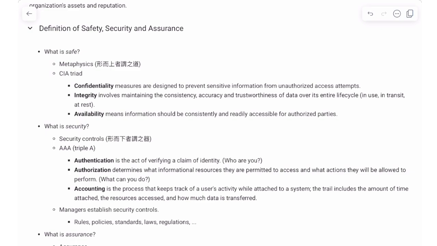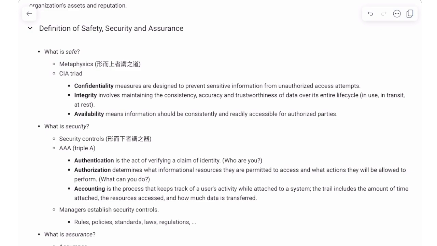Okay, so that is the first definition, safe. And the second one is security. In English, the definition is quite different. Basically, it means security control. There are three different concepts of security control, which is AAA: authentication, authorization, and accounting. And usually the boss, the high level manager, simply provides some kind of concept to their customer to feel safe, for CIA.